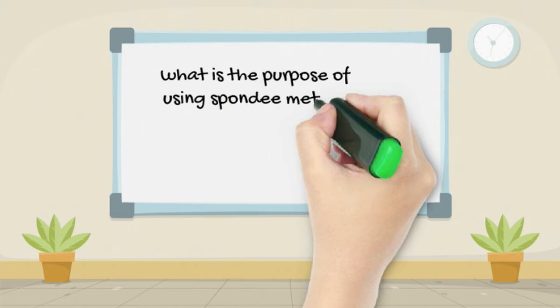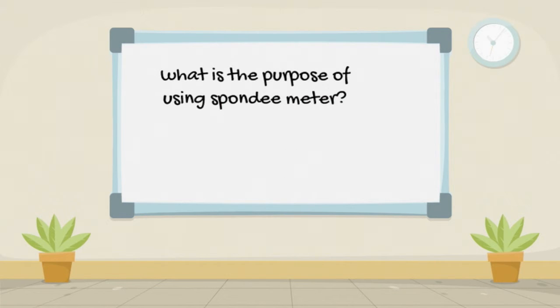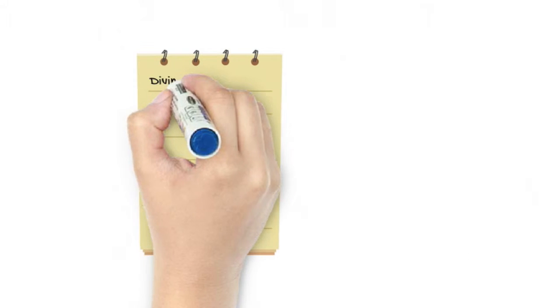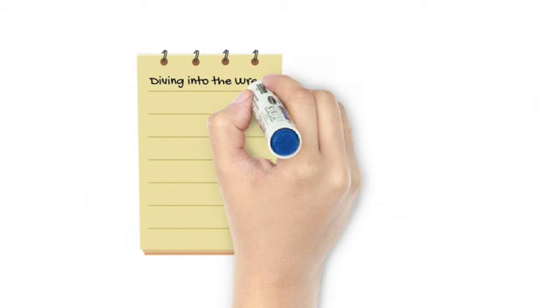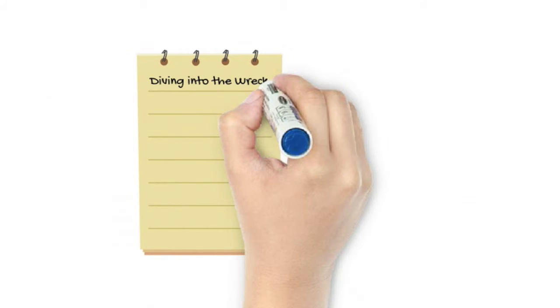What's the purpose of using spondee meter? Poets use this type of meter to emphasize certain words to provoke emotional feelings from the reader. Although the poem Diving into the Wreck is written in free verse, the author uses spondee meter to communicate to the reader how effective and profound her words really are.